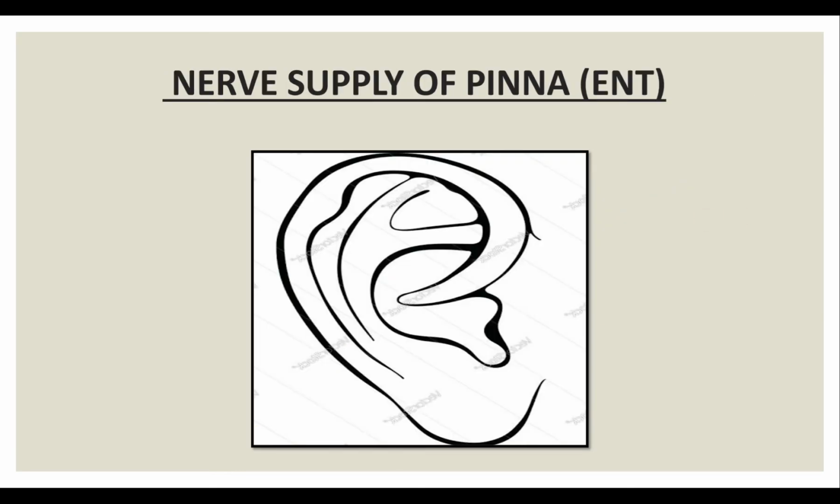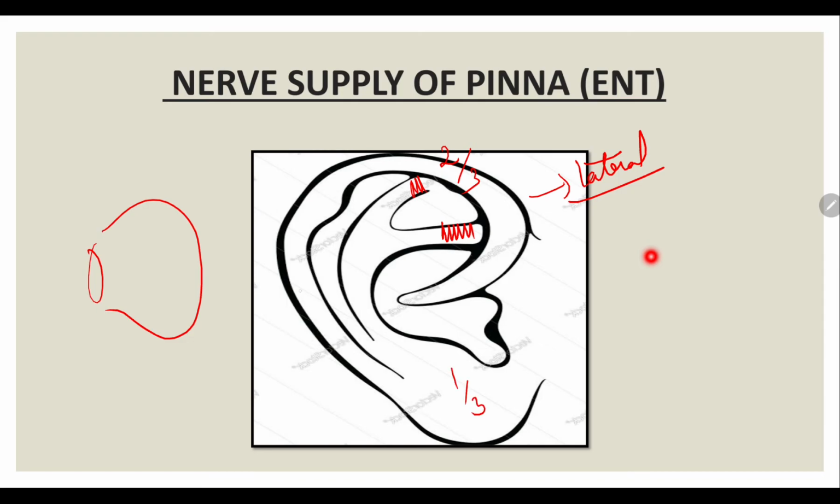Next is nerve supply of pinna. What we see here is actually the lateral side of pinna. We also have the medial side of the pinna. On the lateral side of the pinna, superiorly, we could see the crest of antihelix. We have two things, so it is 2 divided by 3. We'll remember like that. On the lower part, we have one lobule, so 1 by 3. Upper 2/3 and lower 1/3 is that division.